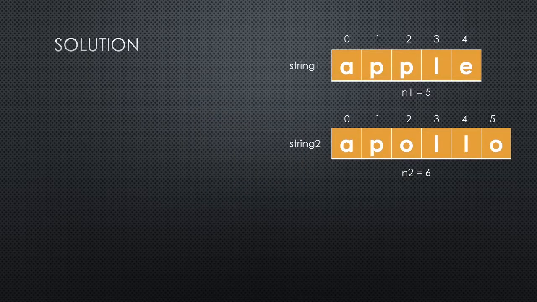Alright, so let's take an example with two strings, string 1 and string 2. String 1 being Apple and length of it, n1, is 5, string 2 being Apollo and length of it, n2, being 6. Now the problem in this case is finding the LCS of n1 and n2.